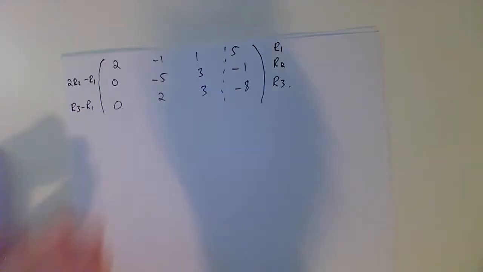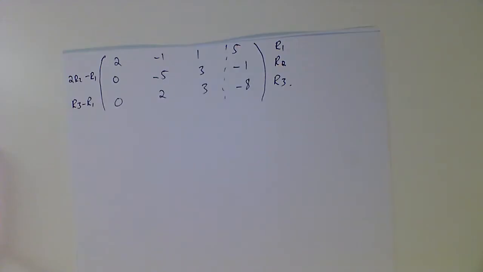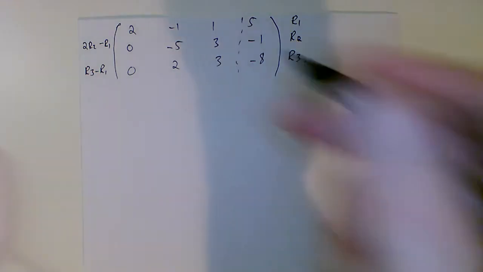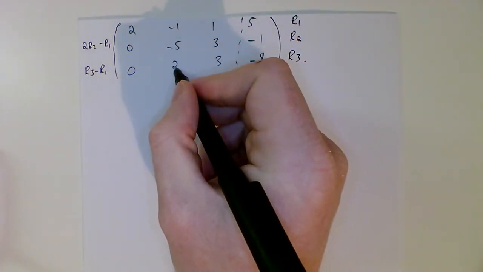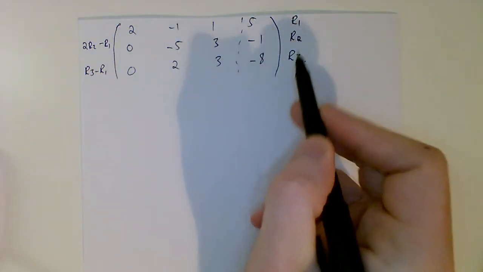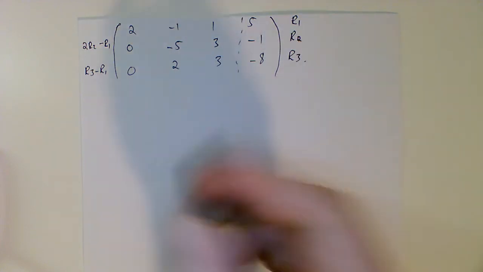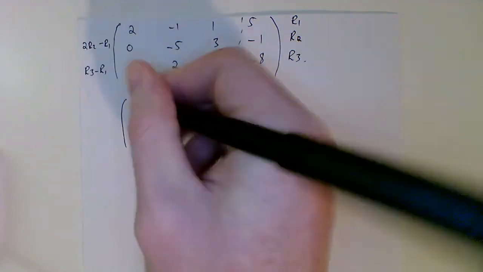Let's put that out of the way. I've got these two elements here as 0. Now the only element I've got to do is this one here. And I always do that with row 2 and row 3. Right? The first two rows are fine.